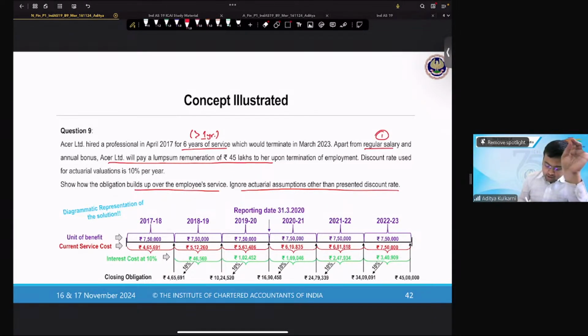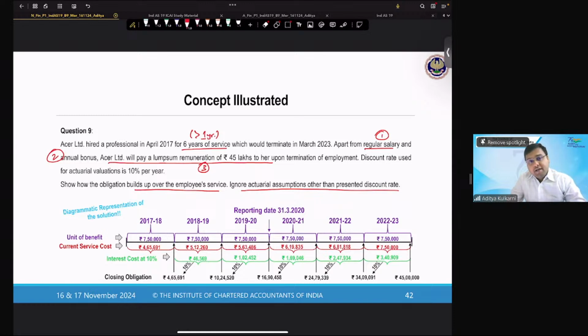One is the annual bonus. And third is the lump sum remuneration. Are we okay with this? We are dealing with accounting for the lump sum remuneration. You tell me, is this a defined benefit plan or a defined contribution plan? Benefit plan.